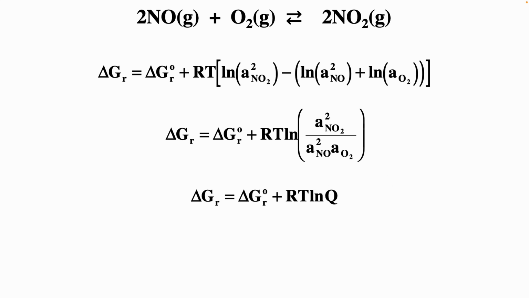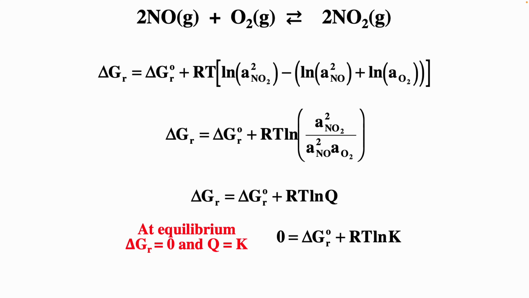Now remember, at equilibrium, delta G is equal to 0, and Q is equal to K. And so that gives us 0 equals delta G naught plus RT natural log K. And if we subtract RT natural log K from both sides, we get delta G naught equals negative RT times the natural log of K.